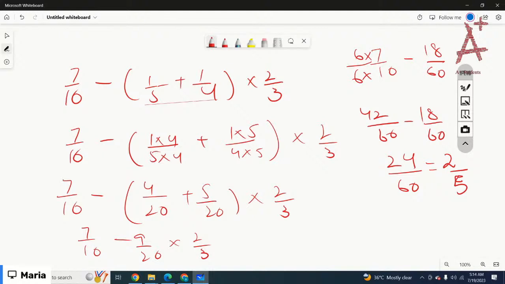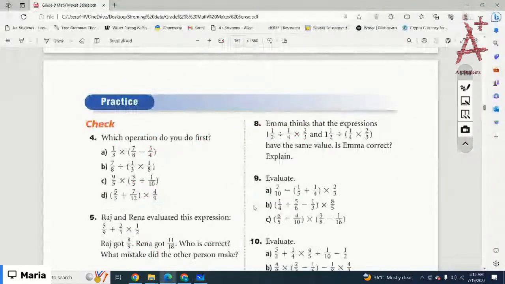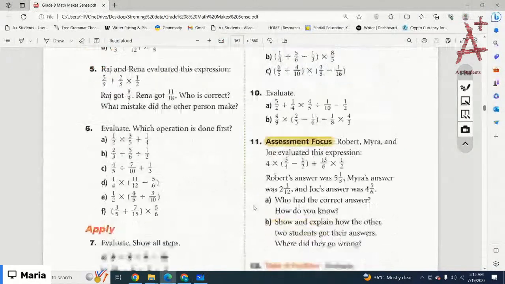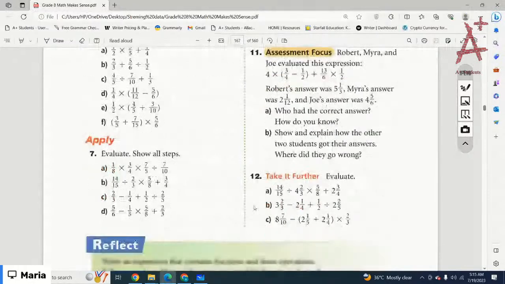So the correct option is 2 over 5. Got it? Okay, let's just look at question number 11.